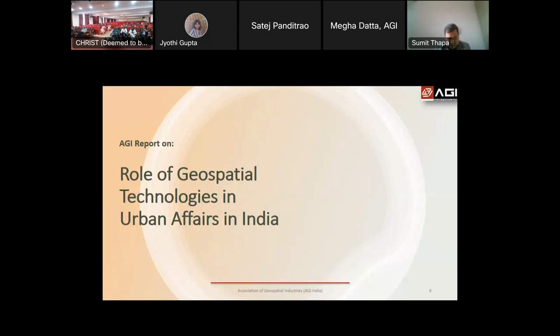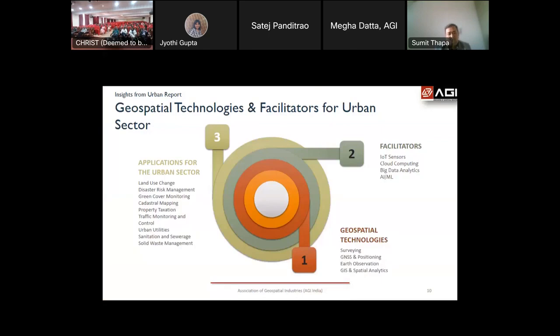AGI, as I mentioned, has a dedicated knowledge center on the website. One of the knowledge products that we came up with in the last couple of years, I would like to highlight, is a report on the role of geospatial technologies in urban affairs in India, which will be very relevant to you. So this is a very comprehensive report. It talks about, firstly, the status of urbanization in India and what the outlook is like. What are the challenges? So this report was mainly created for different urban governance professionals, not just from the central level, but also states and local level municipalities, corporations, and other development authorities.